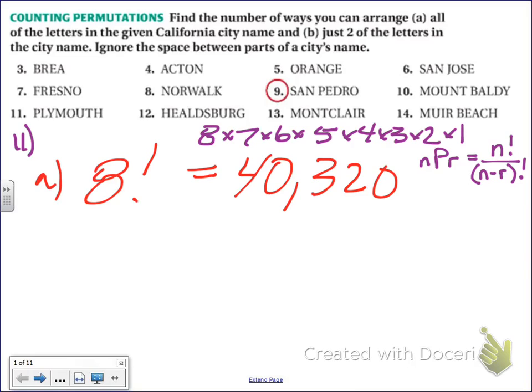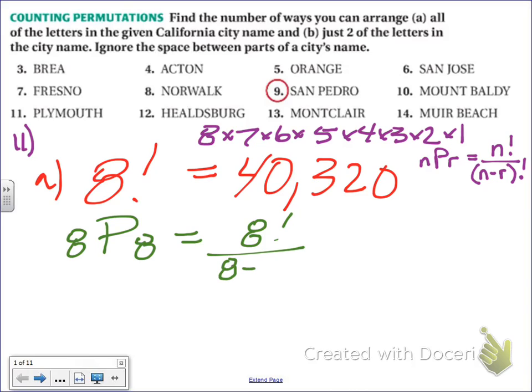So if I were to redo Part A with this formula, this is what it would look like. I have 8 options, but I'm choosing all 8. So it would be 8 factorial over 8 minus 8 factorial, which would then be 8 factorial over 0 factorial, because 8 minus 8 is 0. And 0 factorial equals 1. That's another lesson for another day, but let's go ahead and trust that 0 factorial equals 1.